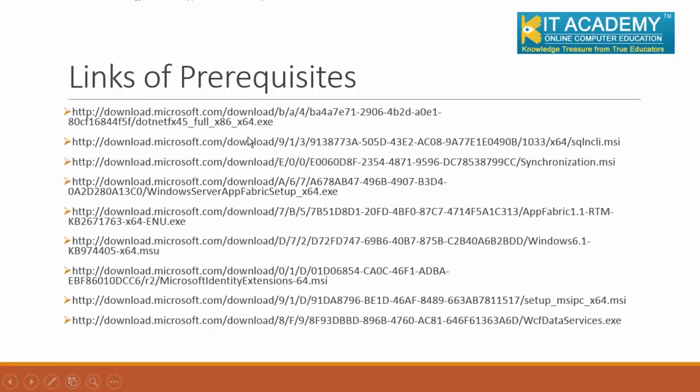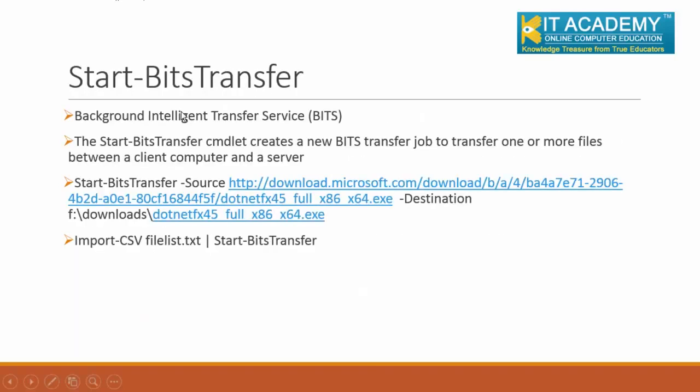So let's see how we can download files using a PowerShell script. PowerShell has a very useful cmdlet called Start-BitsTransfer, where BITS stands for Background Intelligent Transfer Service. This cmdlet creates a new BITS transfer job to transfer one or more files between client and server. We can use the Start-BitsTransfer cmdlet either to download or upload files. Anyway, in this demonstration, we are more interested in downloading files.